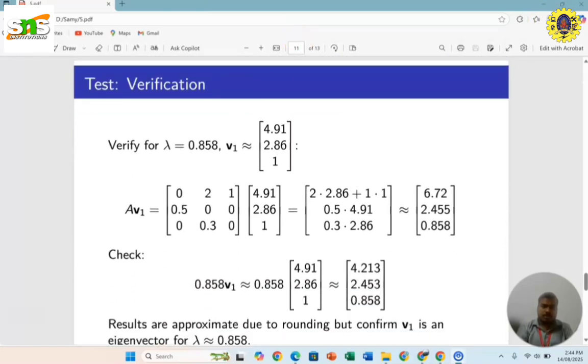Next, testing by verification. We substitute the eigenvalue and eigenvector. We are verifying the values. Substituting the given Leslie matrix, we get 4.213, 2.43453, 0.858.